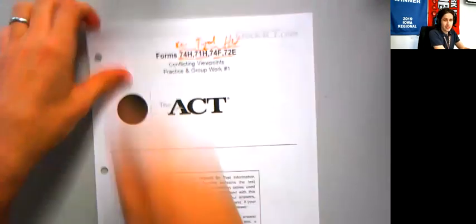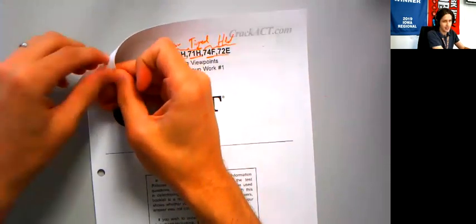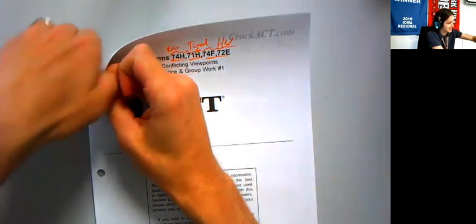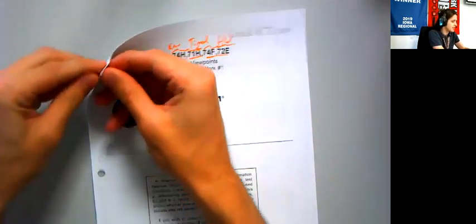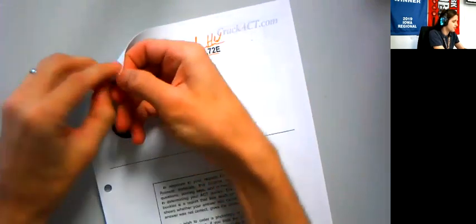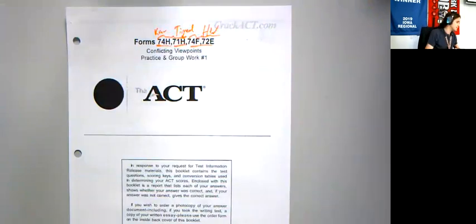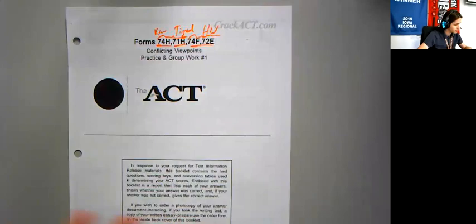Don't worry. These conflicting viewpoints are going to get a little harder than last time. If you haven't noticed, I'm tending to ramp up difficulty as we go through a given passage type, and we'll have a similar process in math. We'll start with the pre-algebra and we'll go to the hard stuff, right? So let's get into it.